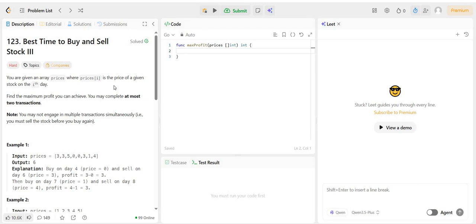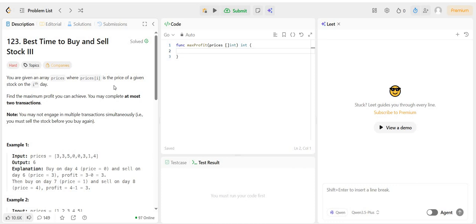Hey guys, so today we are going to solve one of the most important problems, Buy and Sell Stock 3. Before this we have solved two Buy and Sell Stock problems. In the first problem we were choosing only one transaction, where we buy once and then sell it. In the second, we allowed unlimited transactions, where we can buy and sell multiple times.